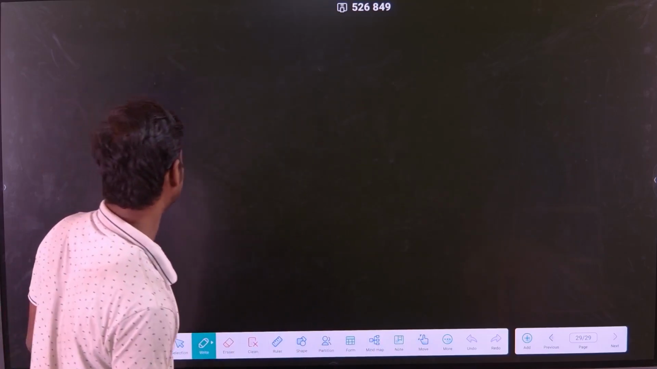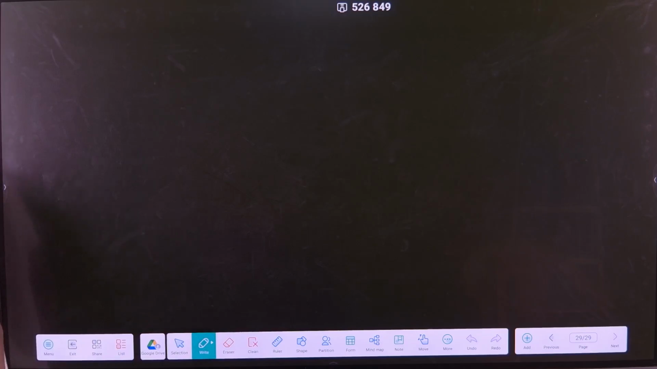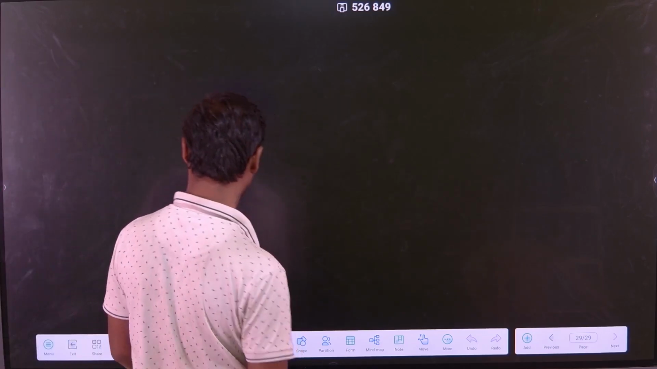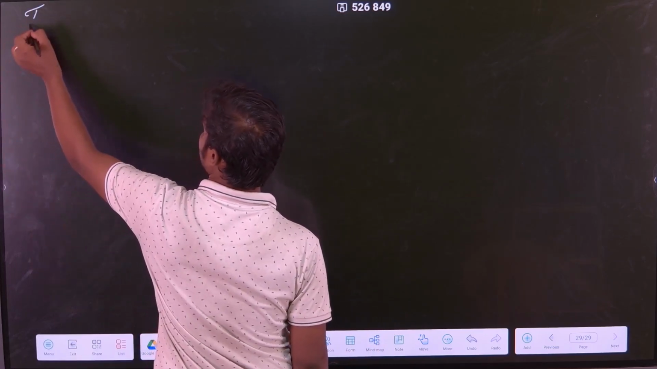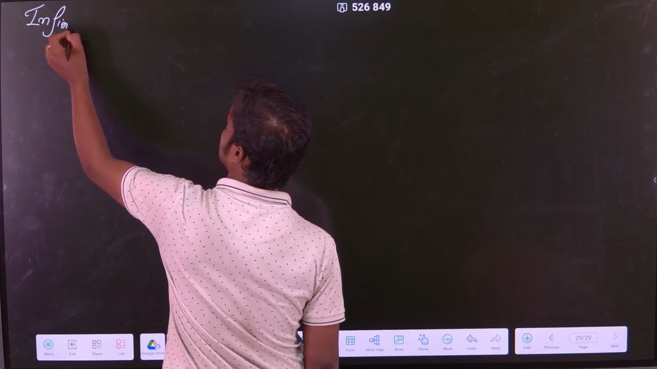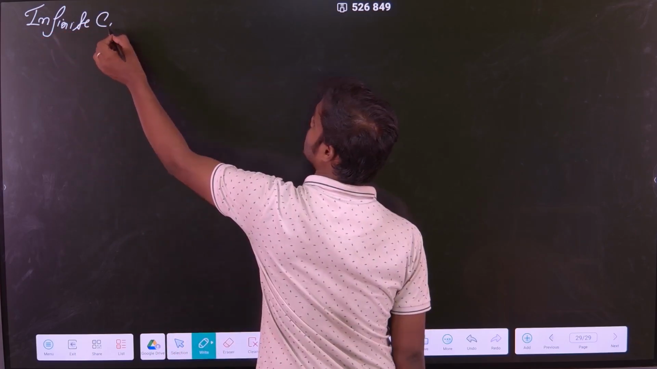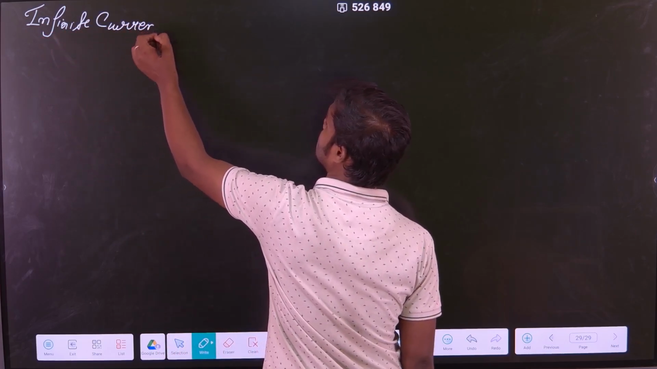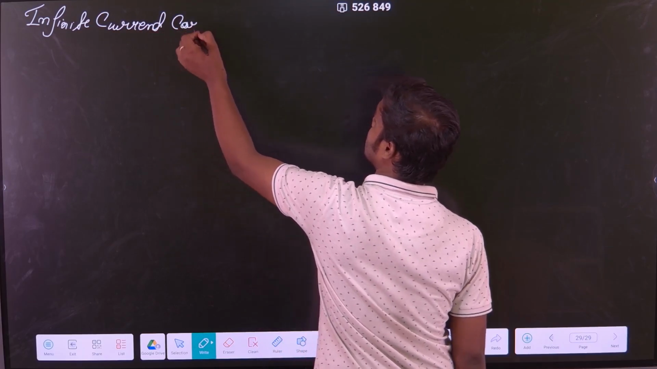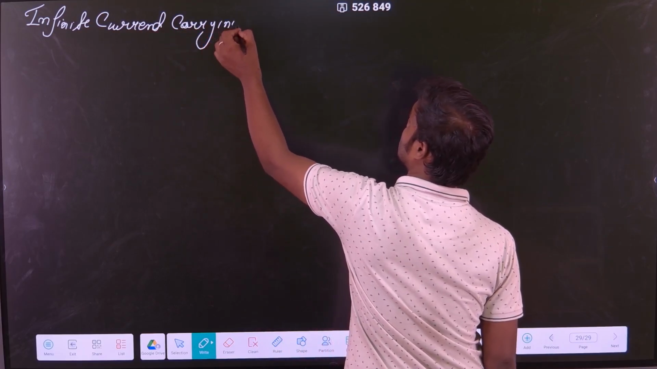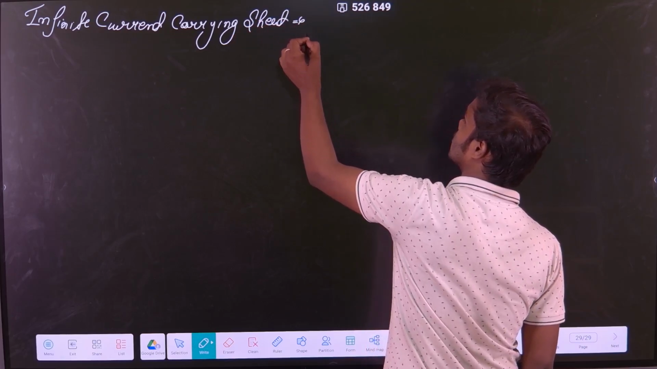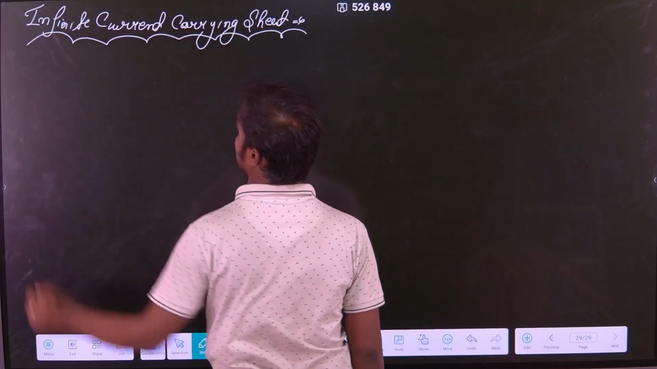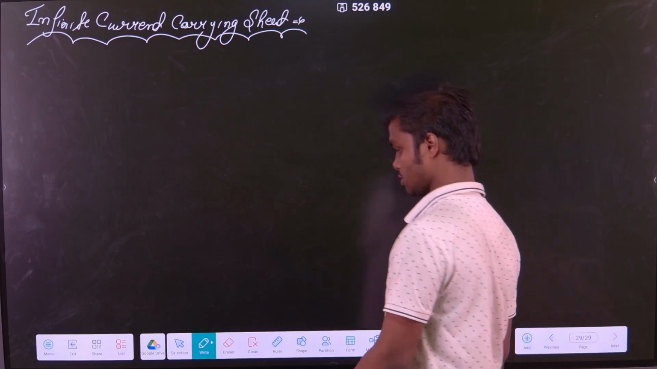Clear? Okay, now the last case we are going to discuss. After that our first part will be finished in magnetism, and the last case is the infinite current carrying sheet. Okay, infinite current carrying sheet. So let us start.